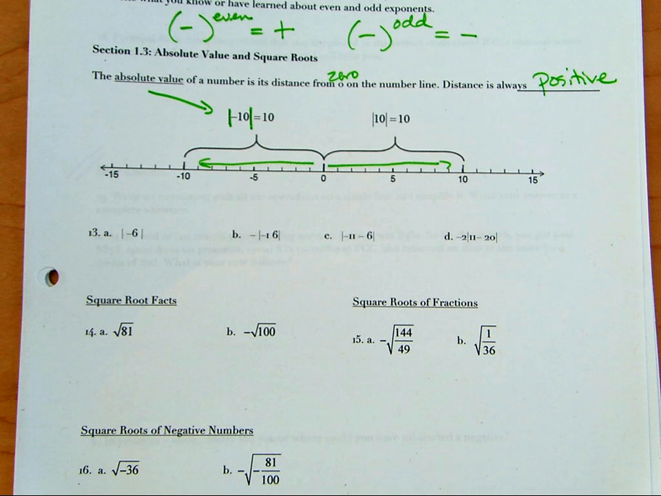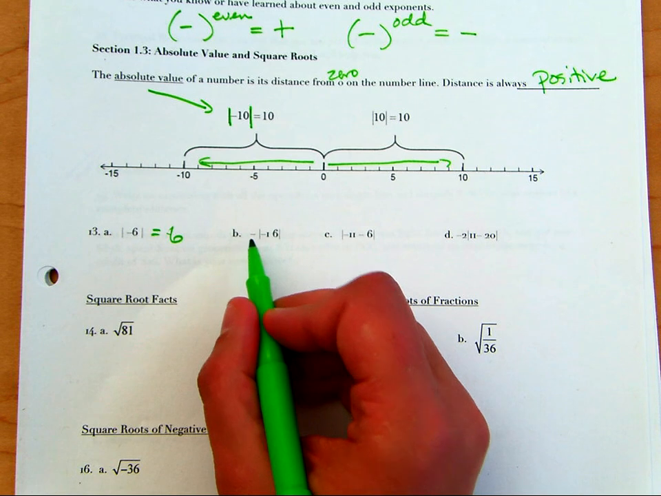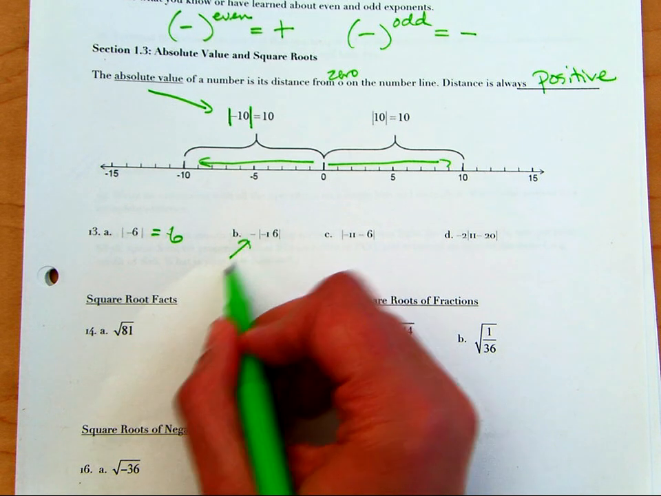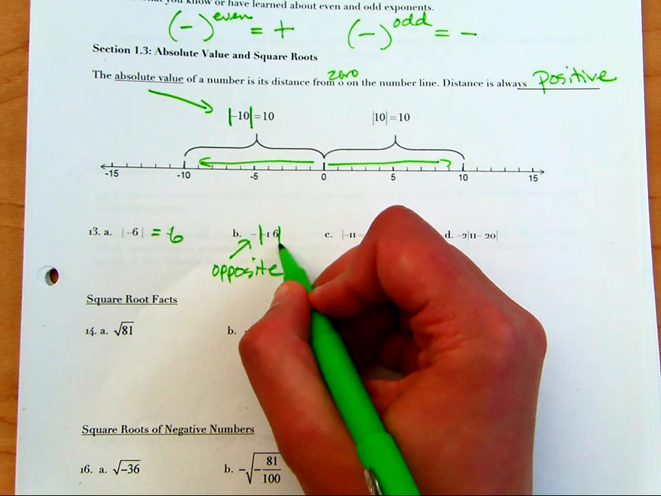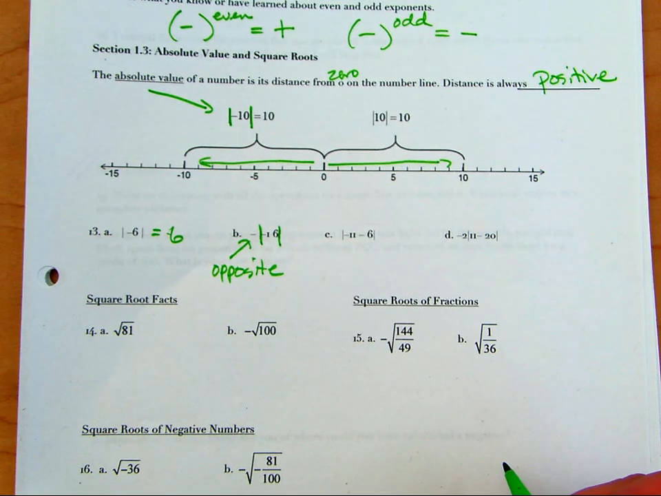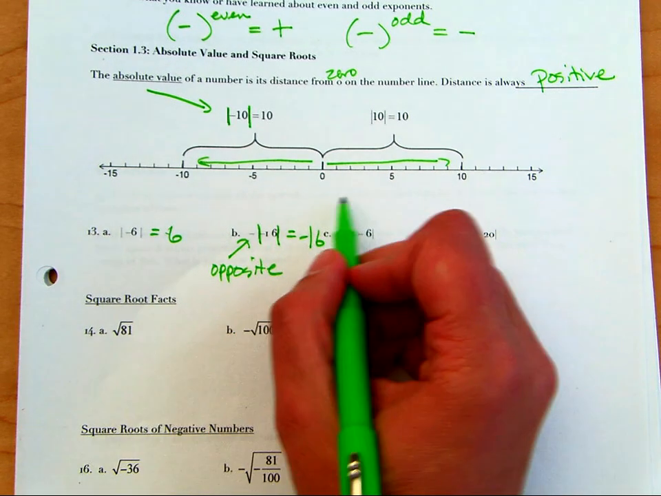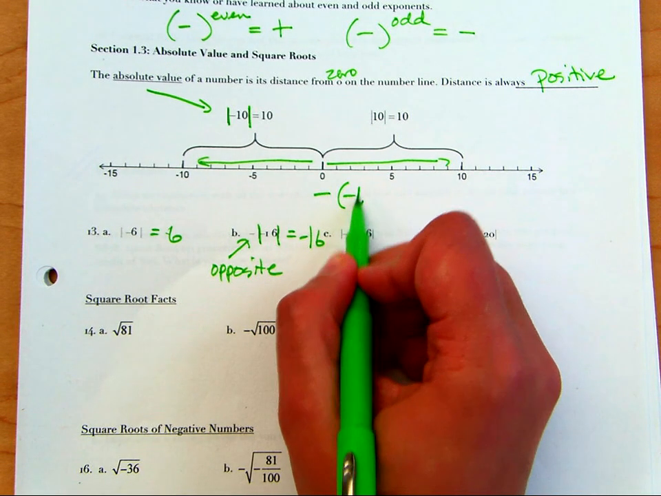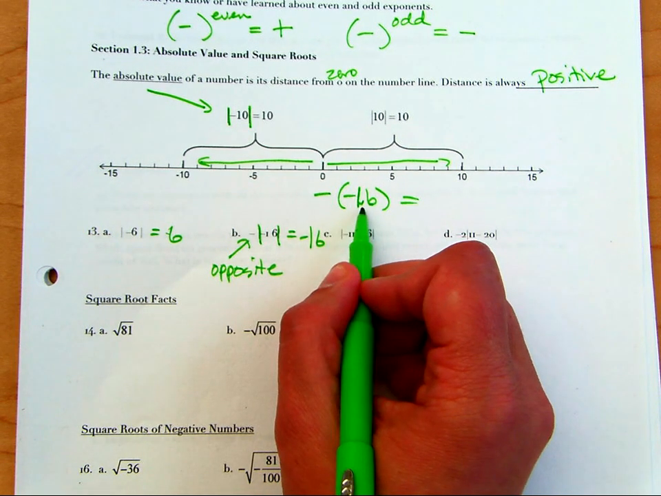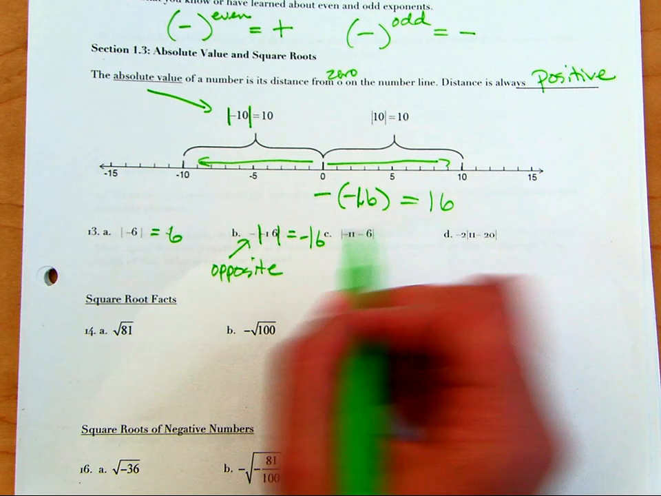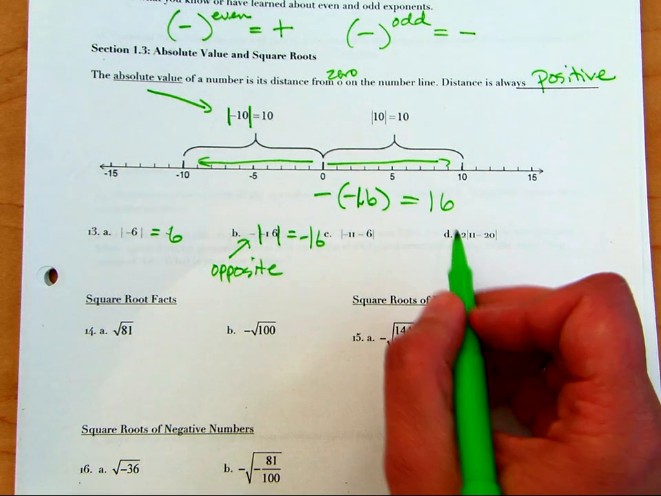Okay, so what's the absolute value of negative 6? 6. What's the opposite of the absolute value of negative 16? Yeah, this one is negative 16. So this is different than the opposite of negative 16, which you were just doing problems like. That would be positive 16. But you see the parentheses are different than the absolute value, right?